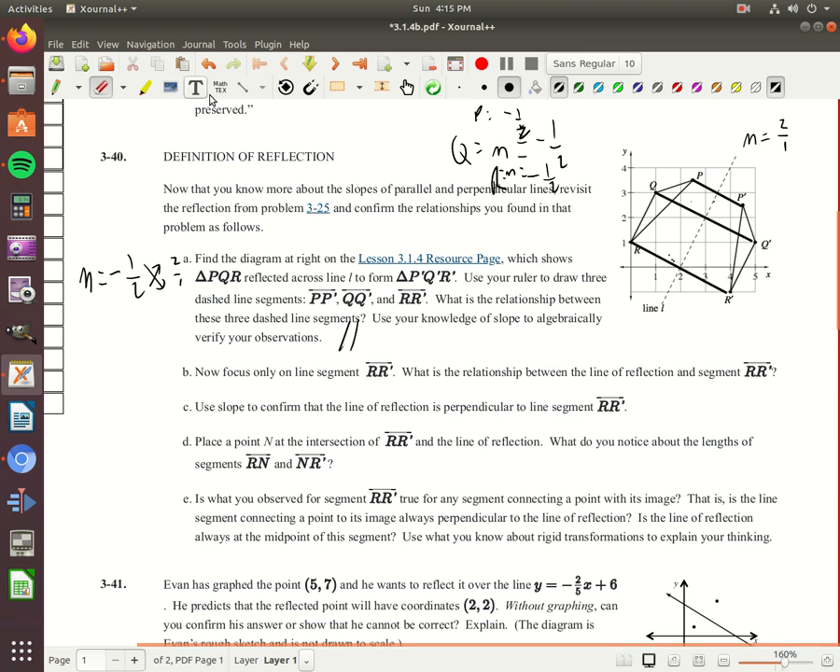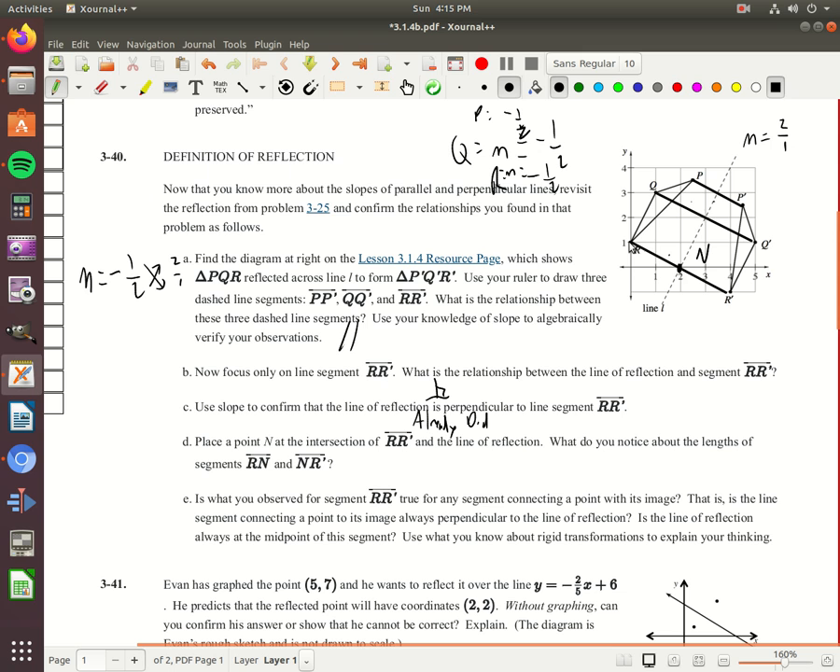So no question, I'm looking at perpendicular lines, not because they look like it, but because I have proven it using the slopes. And there's a big difference between saying they look like it or I've proven it. So there we go, we have perpendicular lines there because of slopes. So use slopes to confirm the reflection. I already did that. I just did it. Place point N at the intersection of R and R prime. So we know they're perpendicular, so that's kind of in the way now. So they're saying put point N here.